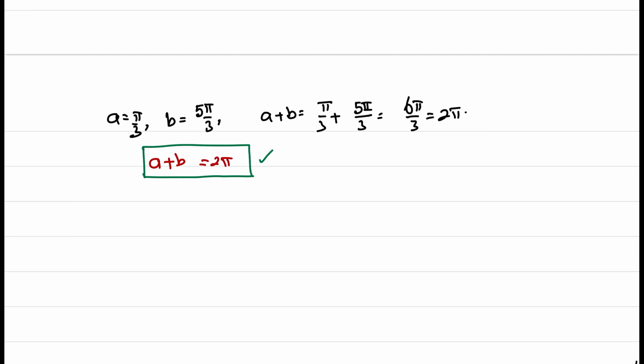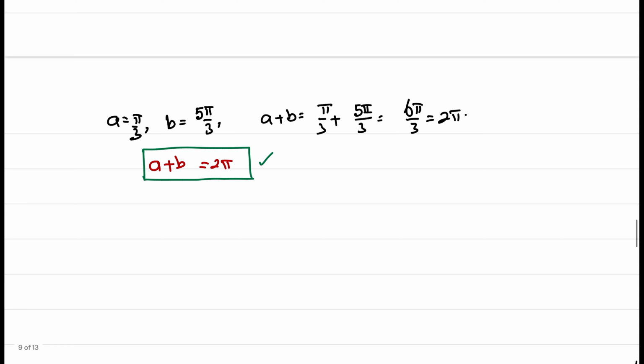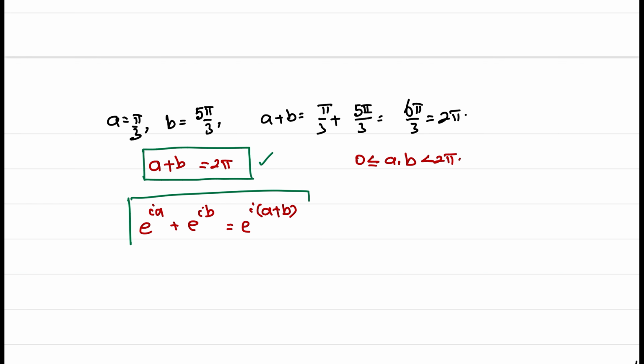If a is equal to pi by 3, then b will be 5 pi by 3. If a is equal to 5 pi by 3, b will be pi by 3 and a plus b will be 2 pi, provided 0 is less than or equal to a, b less than 2 pi. In the equation, e to the power of i a plus e to the power of i b is equal to e to the power of i into a plus b. This is the given equation. This is the solution, a plus b, and this is the condition.